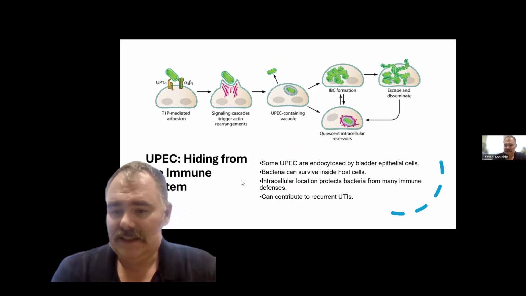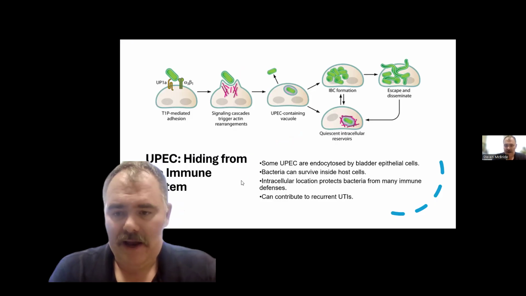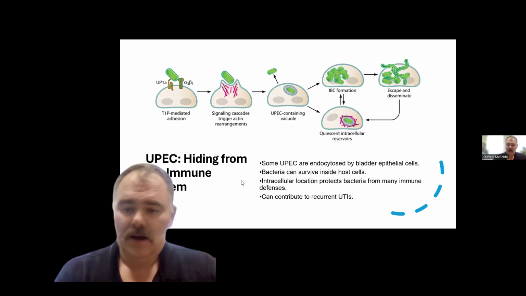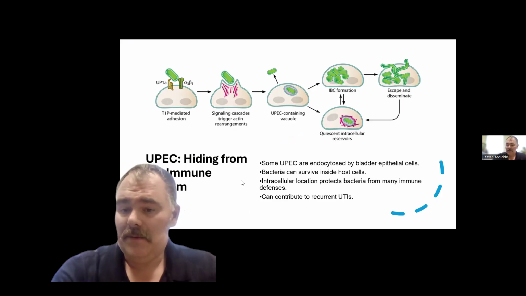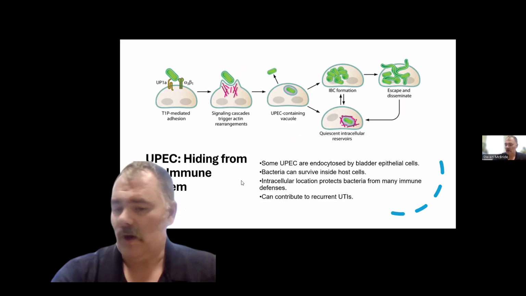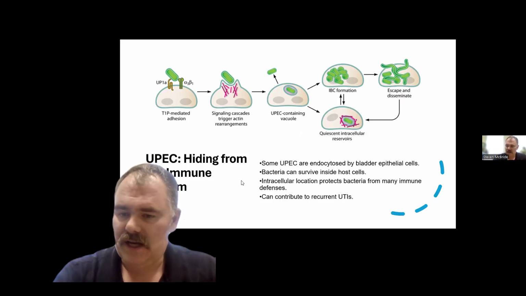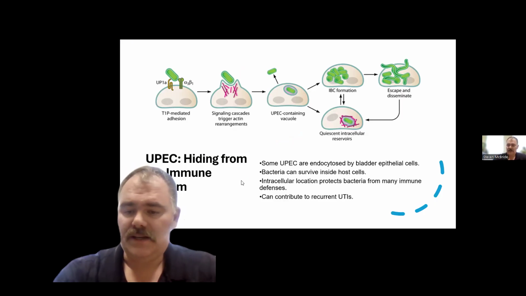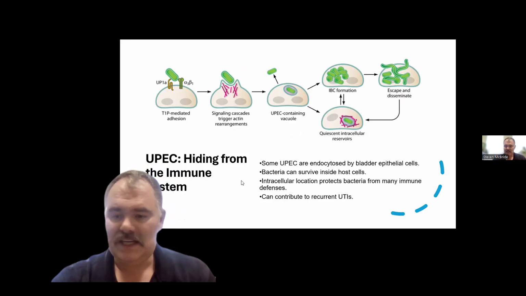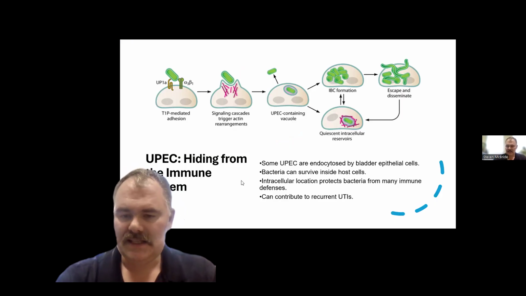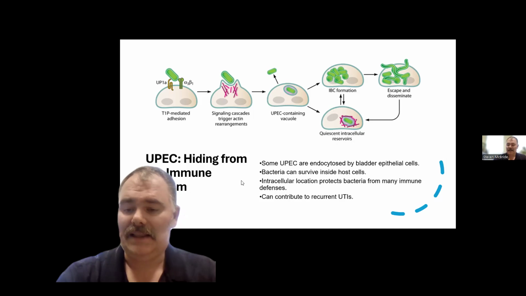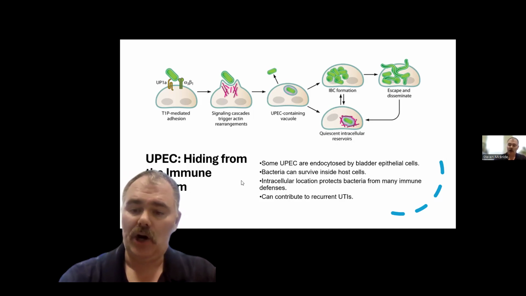One strategy is simply to hide. Uropathogenic E. coli, or UPEC, as we've talked about, can be taken up by bladder epithelial cells. Rather than being destroyed, some of the bacteria survive inside these cells. Once inside, they become much harder for immune cells and antibodies and complement proteins to reach. This intracellular lifestyle creates a protective niche where bacteria can persist even after symptoms improve. Hidden bacteria may remain and later reemerge, contributing to recurrent urinary tract infections.